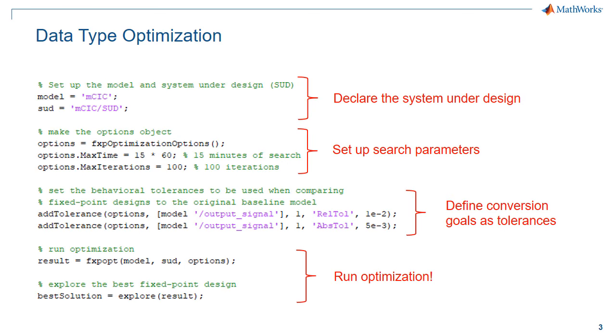The data type optimization feature in Fixed Point Designer automates the iteration process to choose all of the attributes of the optimal data type, such as the word length, the precision, signedness, etc., for your system under design while meeting the behavioral constraints.